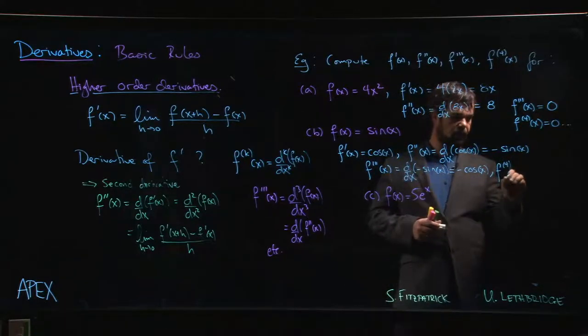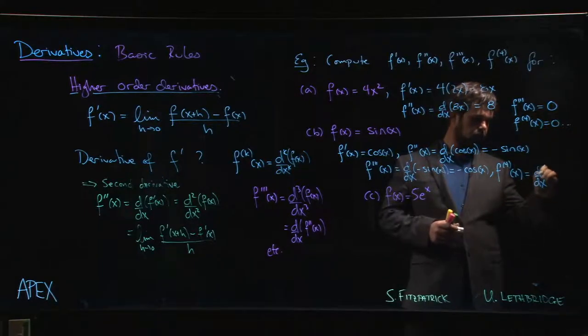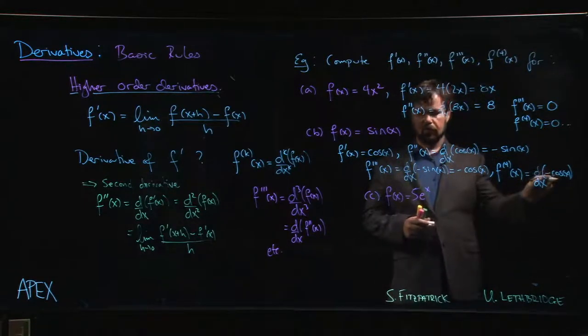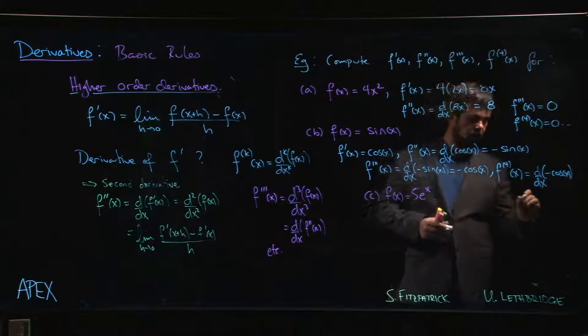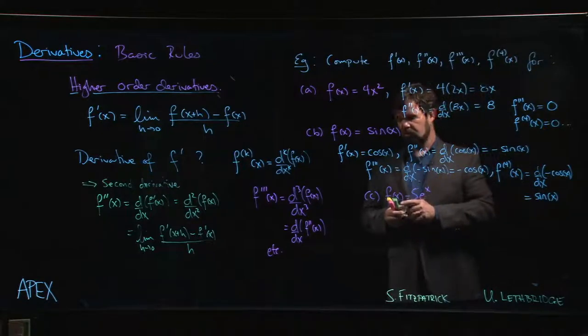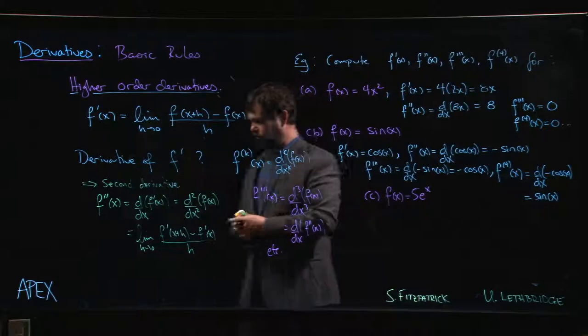And finally, for that fourth derivative, we're going to do the derivative of minus cos x. And so that's going to be minus times the derivative of cos, which is minus sine, minus minus sine, gives you sine x, which is sort of an interesting thing. Once you do four derivatives, you get back to where you started.